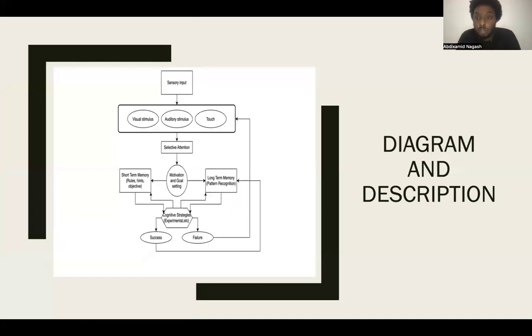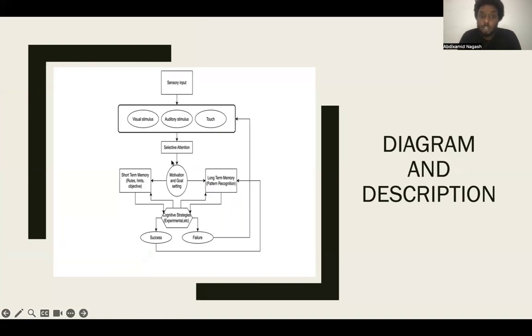So this here is the model. It starts off with sensory input. This comes in three different forms: the visual stimulus, the sight; the auditory stimulus, the sound; and the touch, which could be considered the modal. These are all going to be in relation to the toy. After that comes the selective attention. The kids are going to be focusing specifically on the toy that's given to them one by one.